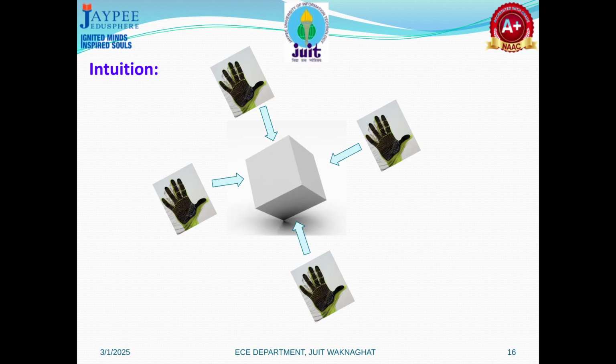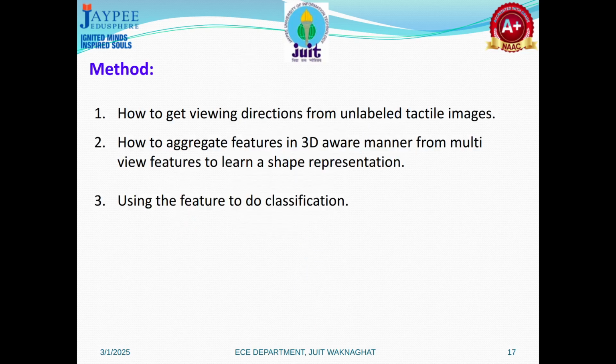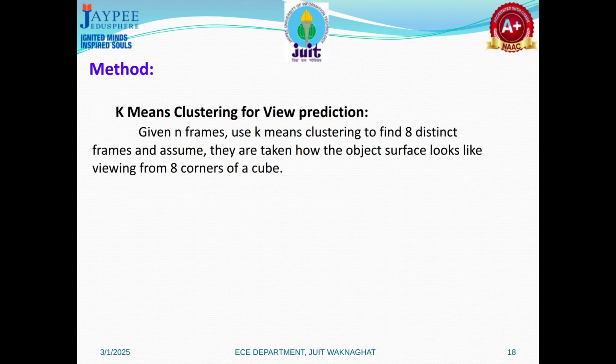So to solve this we have 3 major challenges. How to get this viewing direction from these unlabeled tactile images, and after getting this viewing angle, how to aggregate these features such that this viewing angle information, this geometric information, is actually used to get the shape representation, and finally how to use this shape representation to do classification. So these are the 3 main problems, and initially to get this viewing angle we make an assumption and I'll go through it.